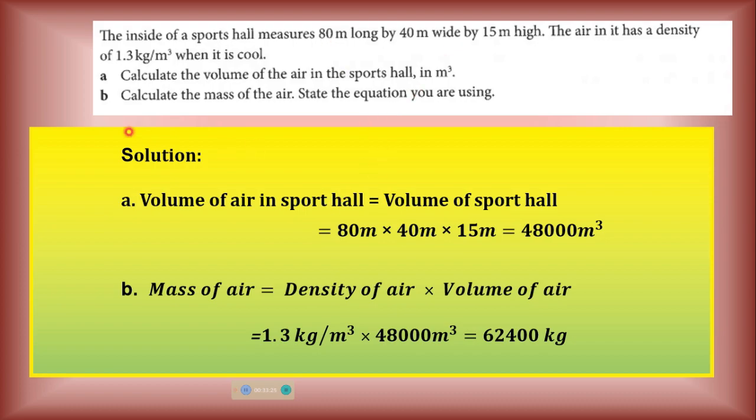Calculate the mass of the air. Since density has been given, we can calculate mass by rearranging the formula. Density is equal to mass per unit volume. So mass is equal to density multiplied by volume. So it is 62,400 kilogram.